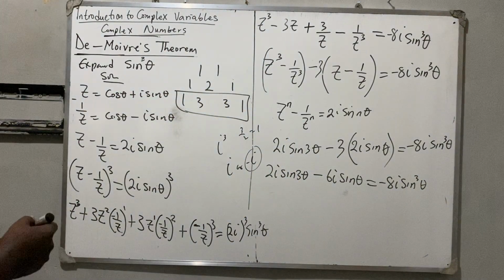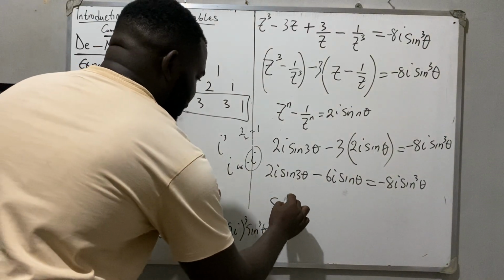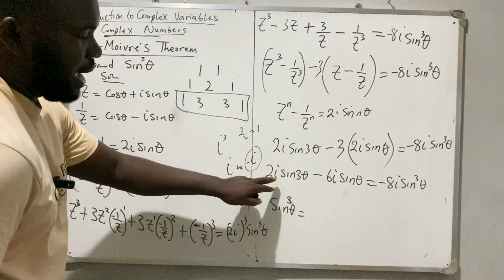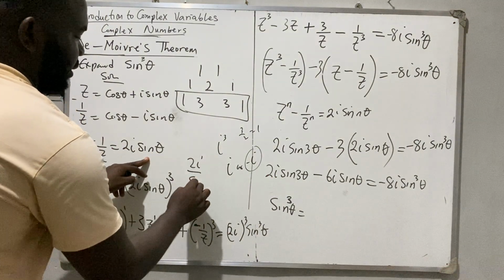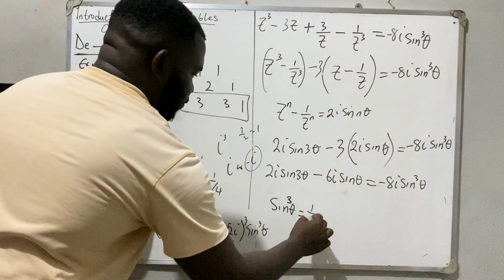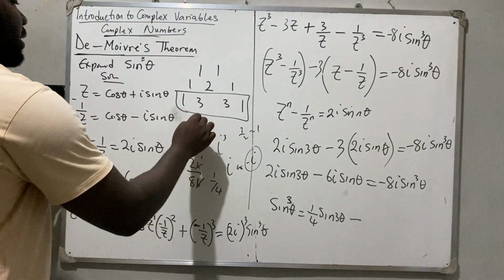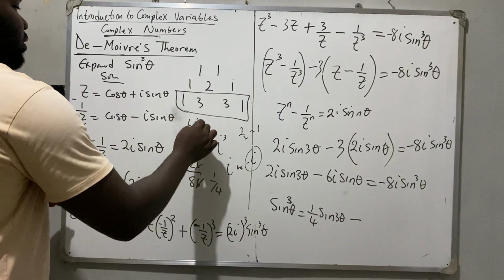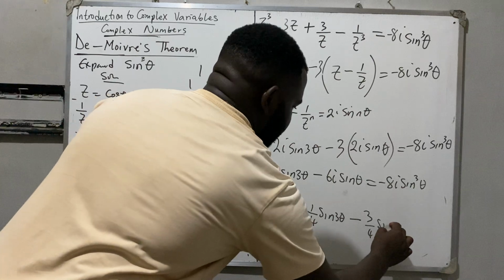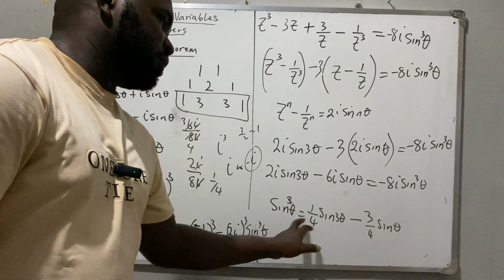If I divide both sides by 8i, so that my sine cube theta will now stay alone, 2i over 8i, I take care of i, I have 1 over 4 sine 3 theta, minus 6i over 8i, I take care of i, 2 here, 3, 2 here, 4, so I have 3 over 4 sine theta. So that is the expansion.